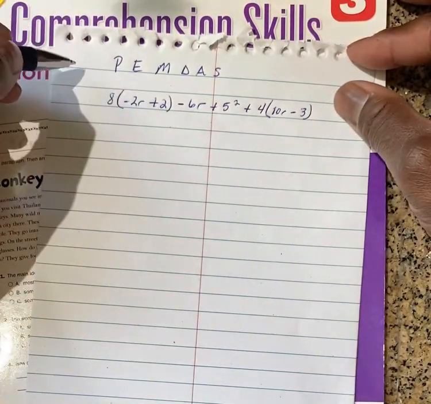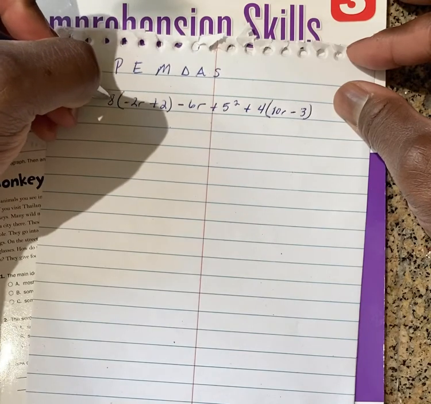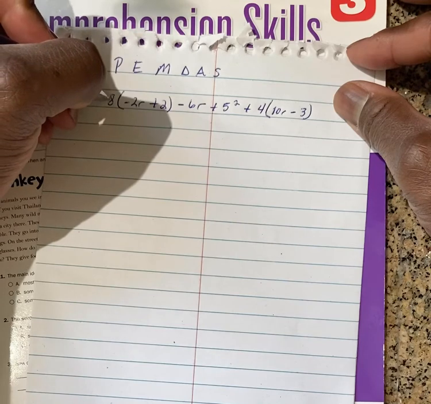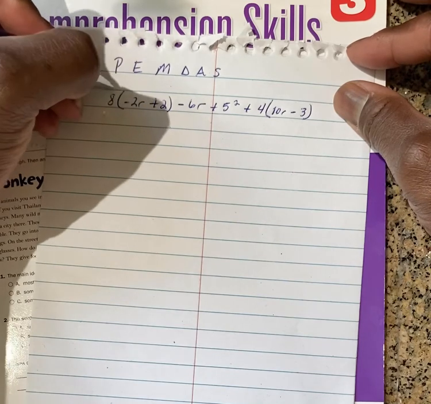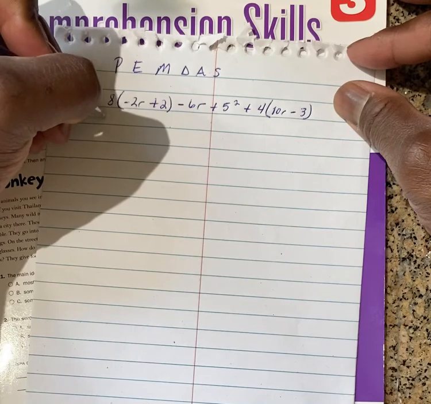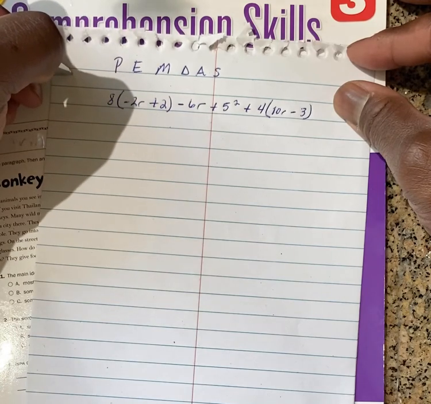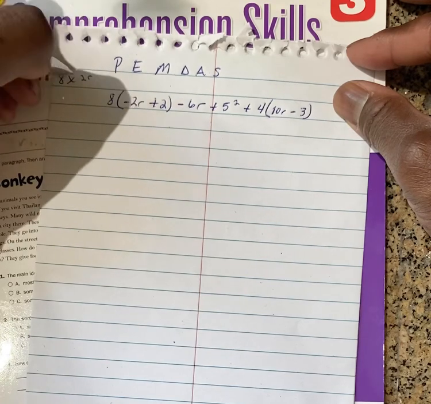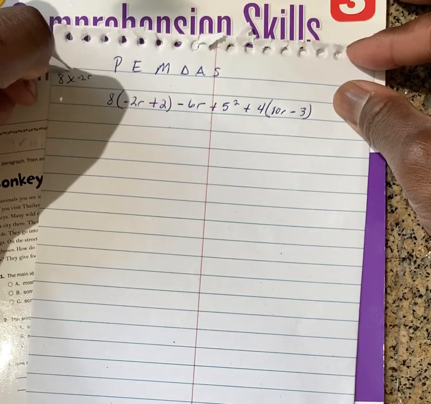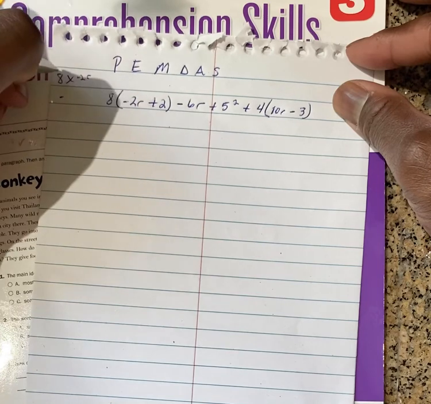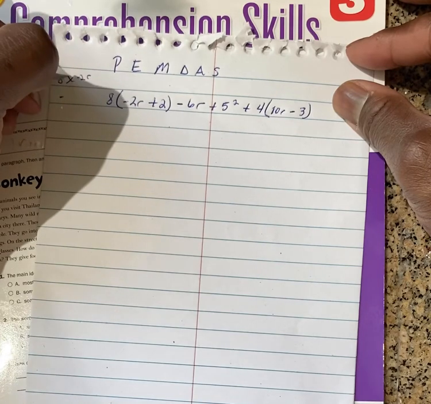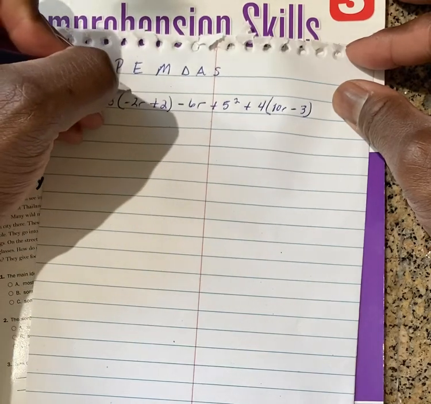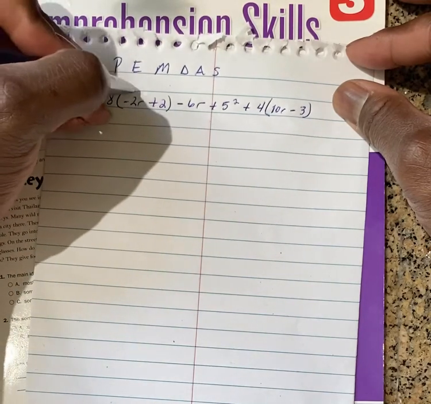See these parentheses? So you need to multiply the 8. When you see something like this, that means multiply. So you want to multiply 8 times negative 2r. A positive times a negative gives you a negative. So 8 times negative 2 gives you negative 16r. That means distribute, that means multiplication.